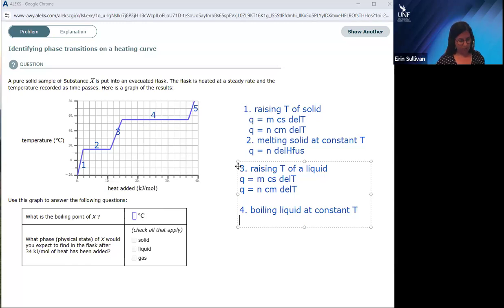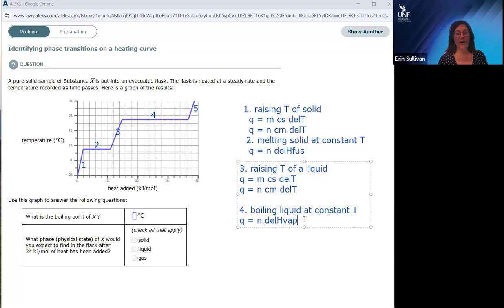So Q for that is going to be related to my delta H of vaporization, the enthalpy change associated with boiling a liquid to form a gas. So that'll be in kilojoules per mole. So if you need to know the total amount of Q, you probably will have to multiply by the number of moles of liquid you actually have.